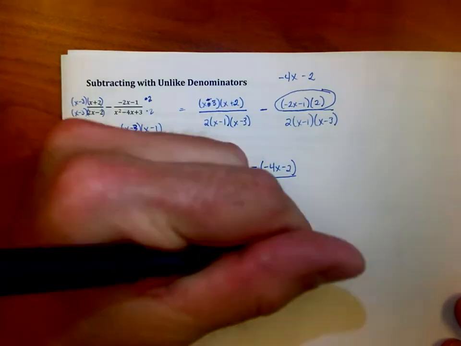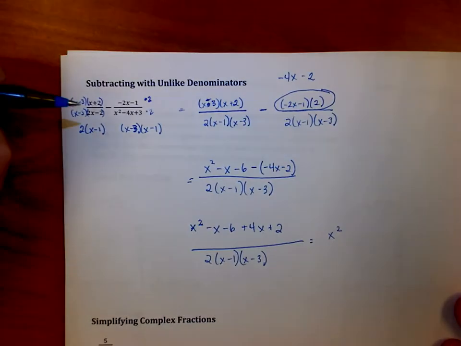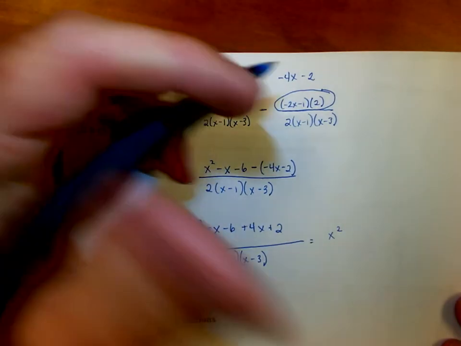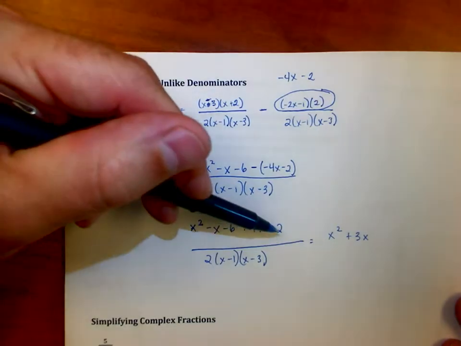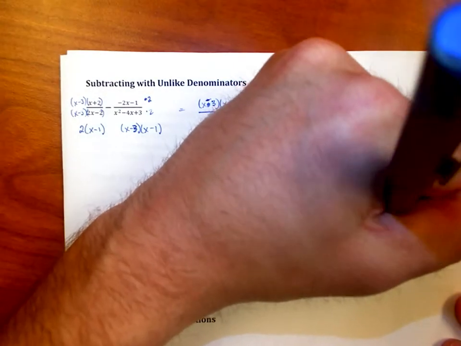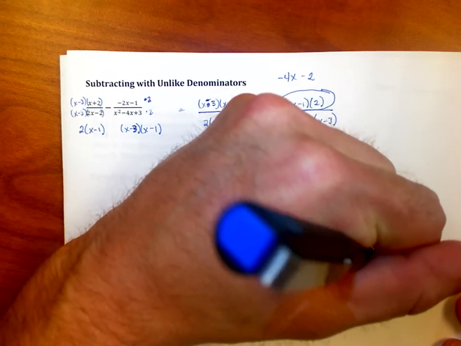Now I just need to combine like terms. I only have a single x squared, so let's just use that. As far as x's go, I have 4x minus x, which is plus 3x. And as far as the last terms go, I have plus 2 minus 6, which is minus 4. That is all over 2 times x minus 1 times x minus 3.